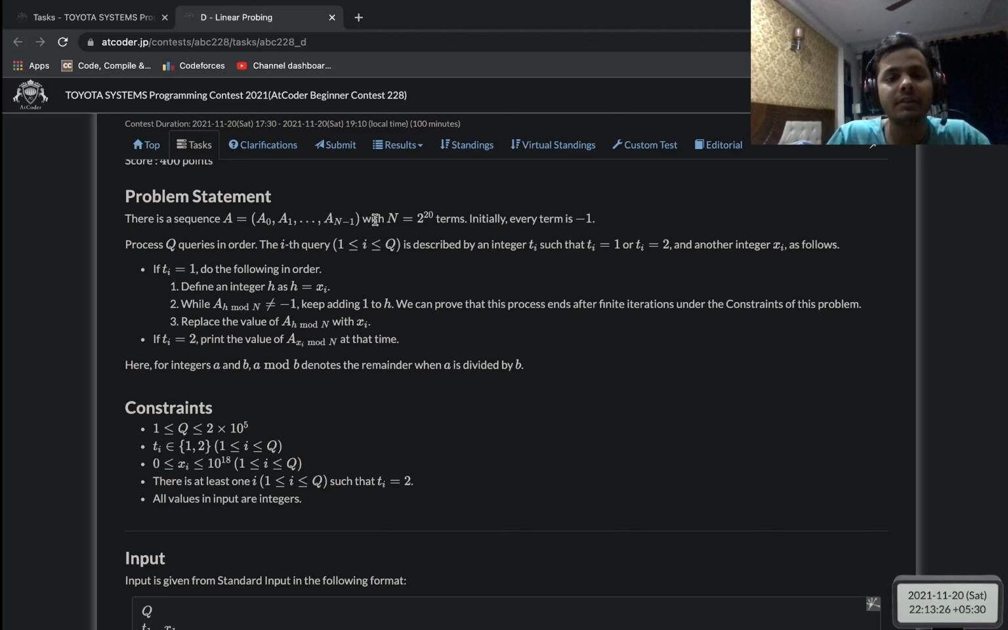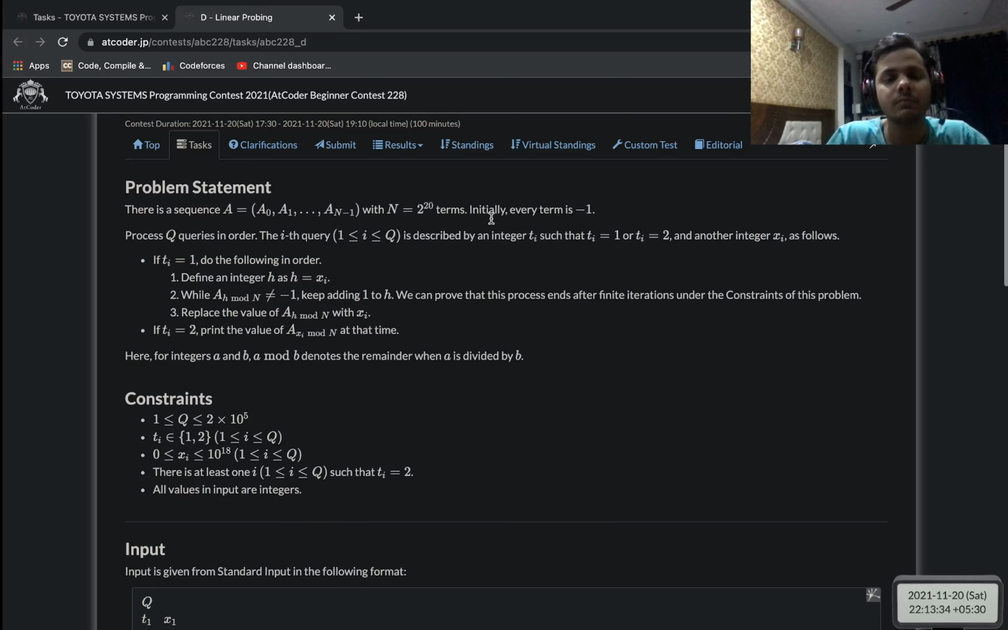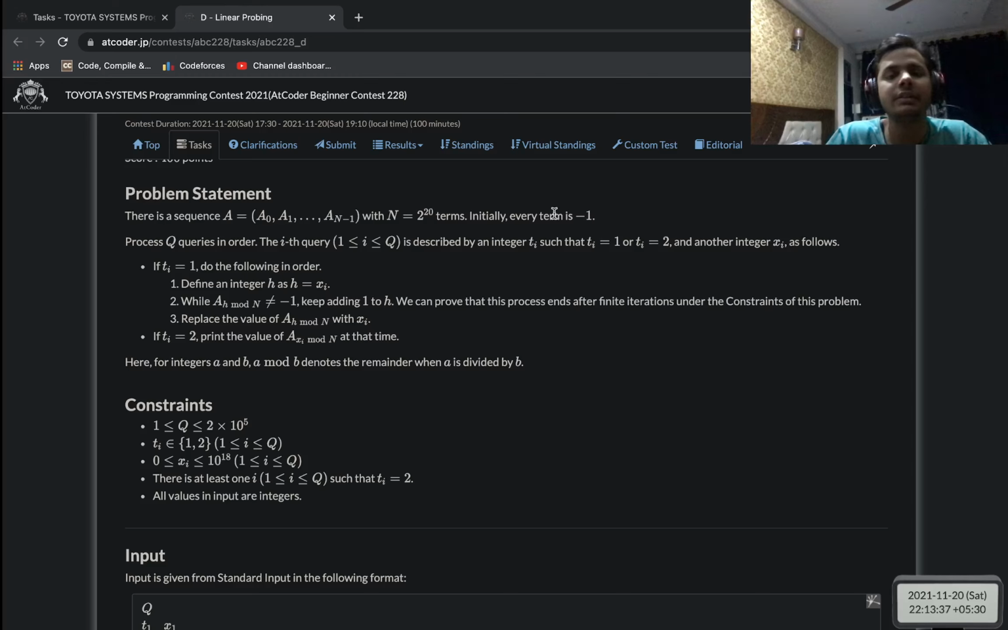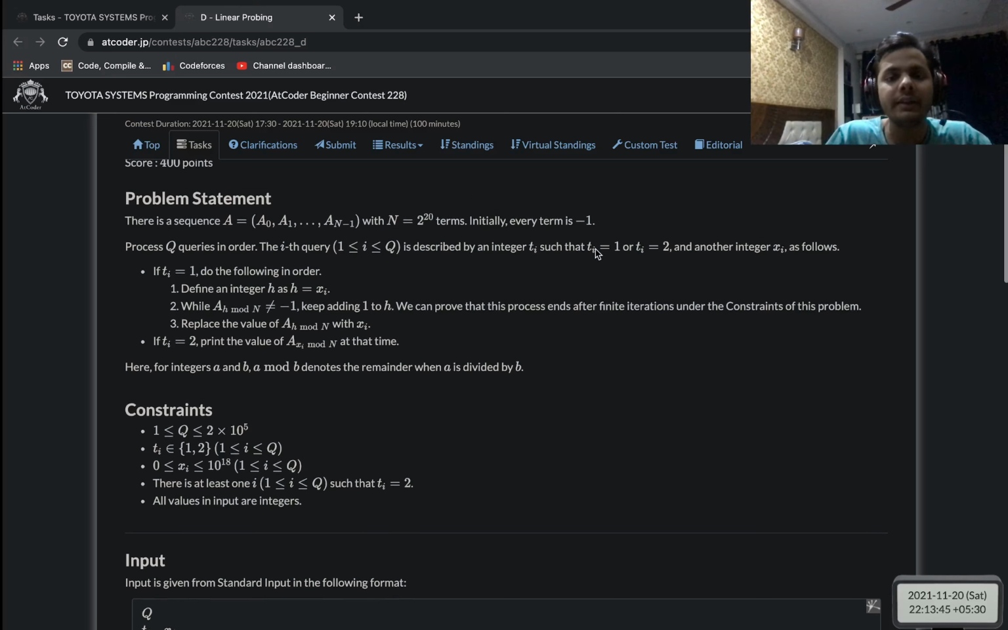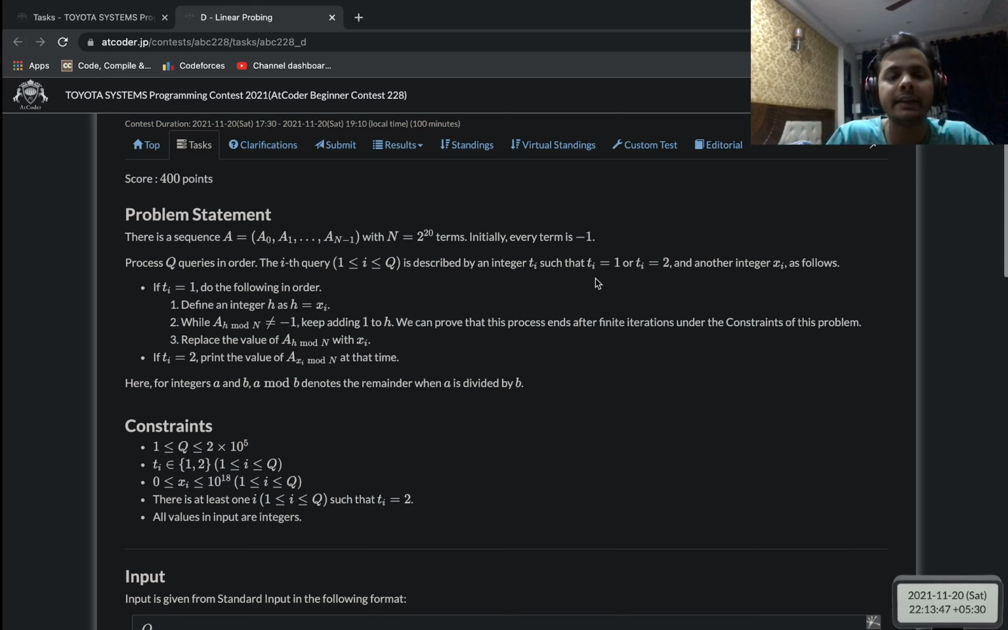So we have a sequence of n numbers starting from a0 to a n minus 1, where n is equal to 2 raised to the power 20, which is roughly around 10 raised to the power 6. Initially, every term of the sequence is just minus 1. What we have to do is process q queries, and all the queries have to be processed in order. A query is denoted by two numbers, ti and xi.